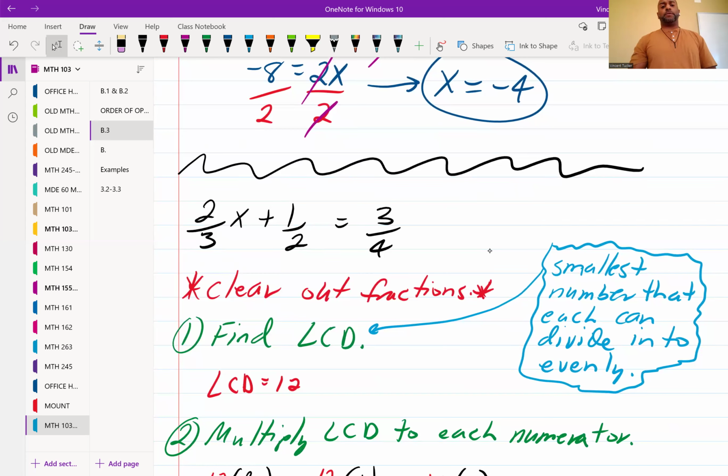So the first thing you want to do is find the LCD. And notice in the blue, I put a note just to remind you of what the LCD is. That's the smallest number that each can divide into evenly. So what's the smallest number? 3, 2, and 4. Those are our denominators, our bottom numbers. What's the smallest number 3, 2, and 4 can divide into evenly? That's going to be 12.